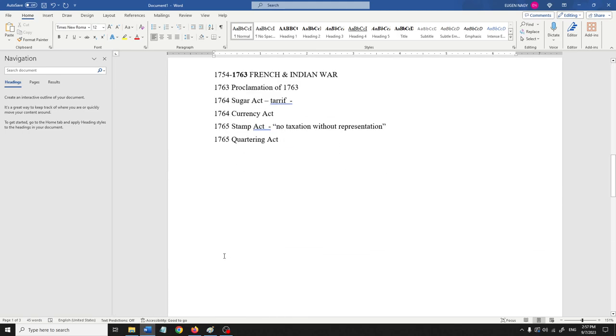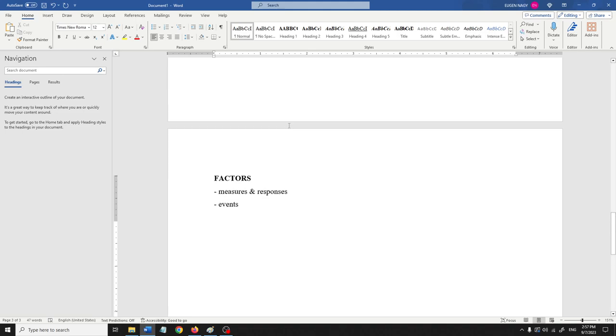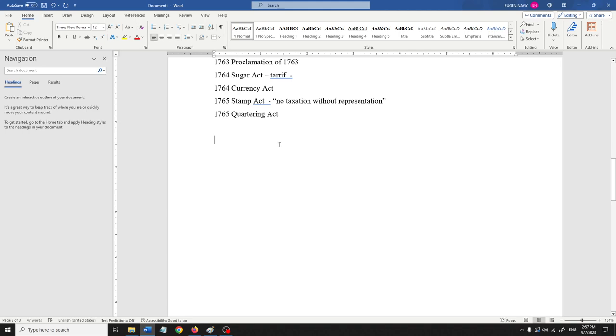So there are measures and responses. Other factors that will contribute will be certain events. Events that you have heard of, that are famous, and I'm going to mention in 1770 the famous Boston Massacre. Yeah, the Boston Massacre. Again, pay attention to the name. Key events.